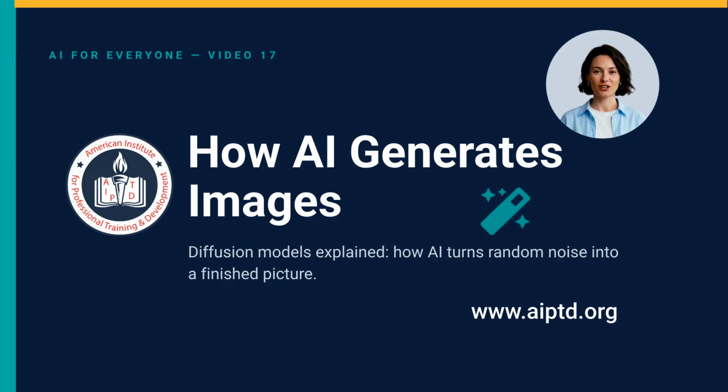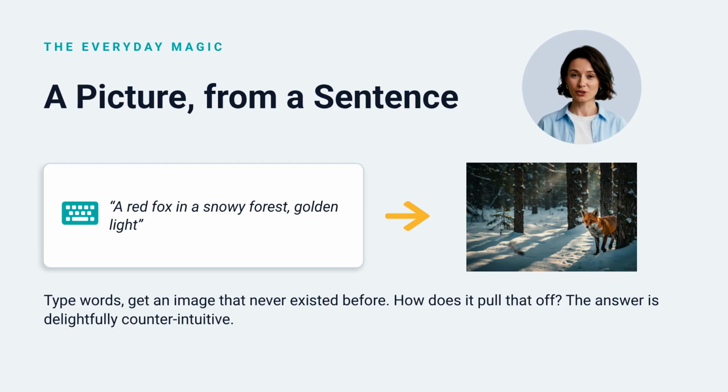Looking at how AI generates images. You type a sentence, and seconds later, an image appears that has never existed anywhere in the world. It feels like magic, but it's actually a clever, very learnable process, and the leading method is called diffusion. In this presentation, we'll open the hood on image generators and see exactly how they turn a string of words into a finished picture. It's almost magical.